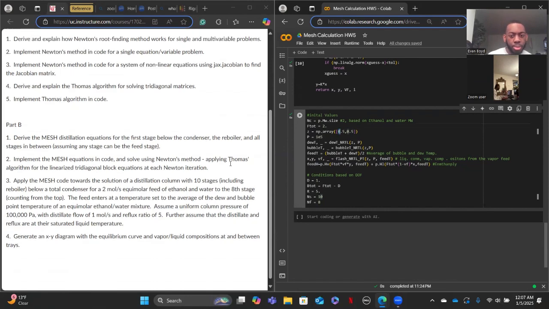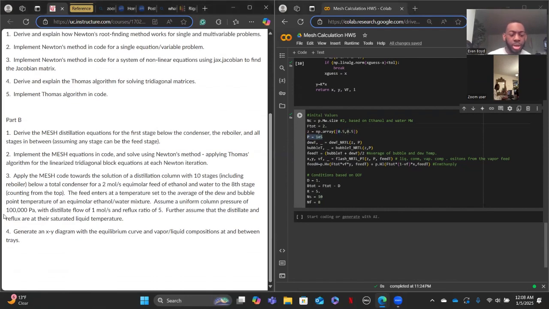We have our pressure, which is at 100,000 pascals. Our dew temperature and our bubble temperature come from the bubble and dew temperature in NRTL above. We have our feed temperature, which is just the average of the bubble temperature plus the dew temperature, divided by 2. Then we have our liquid and vapor compositions and also the vapor feed coming into the distillation column. We're getting that from our flash and NRTL, like I said earlier. Then we have our feed enthalpy.